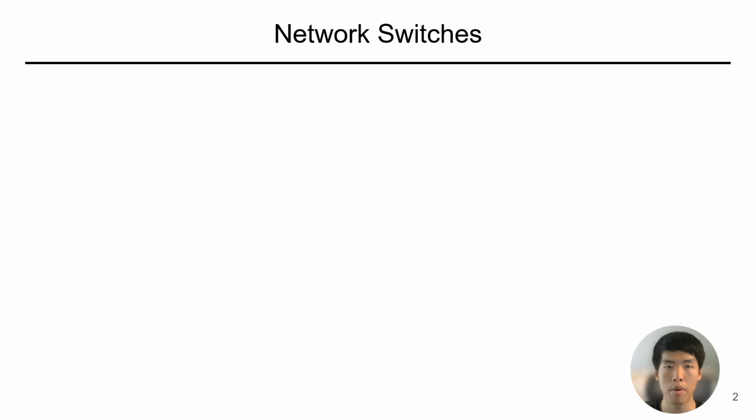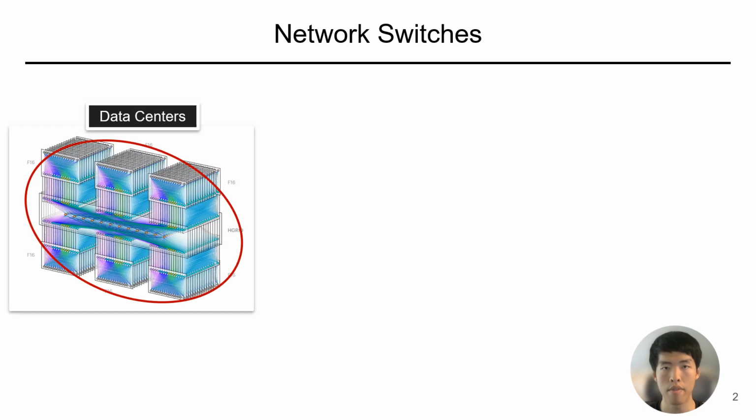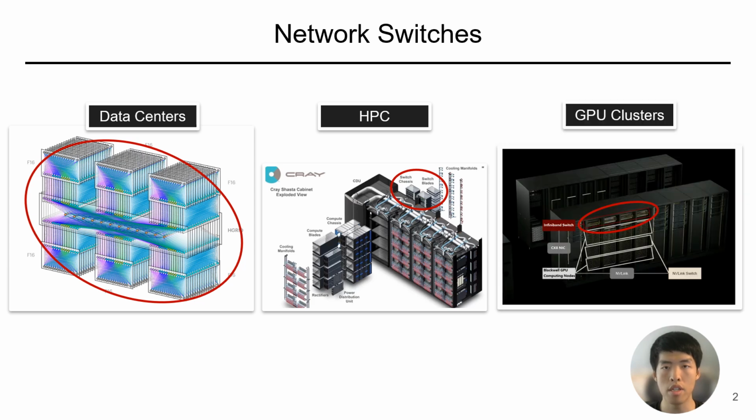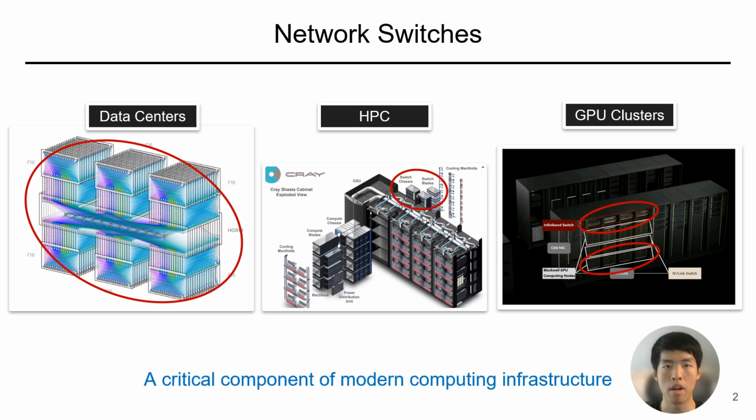Network switches are ubiquitous in today's computing infrastructure. They can be found in data centers such as this one from Meta, which uses thousands of switches to interconnect all servers across 6 buildings. They can be found in HPC systems such as this Cray Shasta supercomputer, where they are used to interconnect all compute nodes. They can also be found in GPU clusters such as this NVIDIA DGX SuperPod, where InfiniBand switches are used for CPU communication, and NVLink switches are used for GPU communication. As such, network switches are a critical component of modern computing infrastructure.